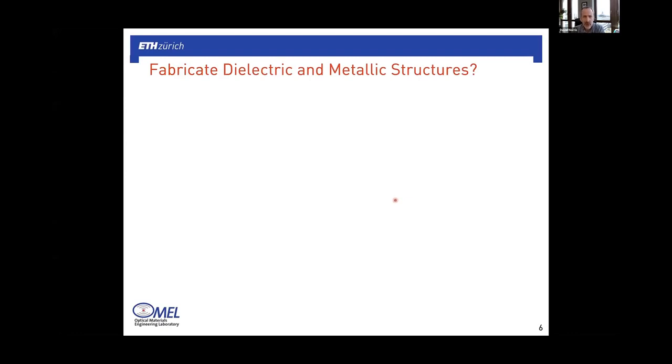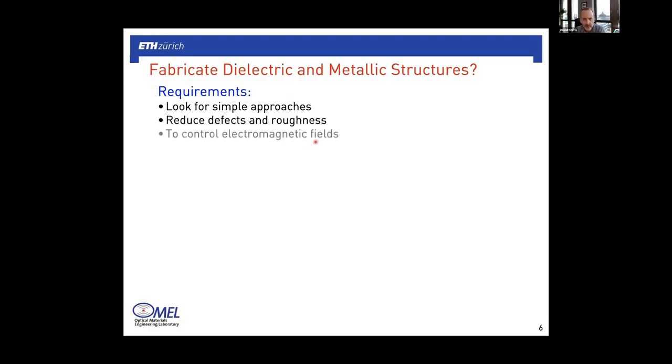Now, the main topic of my talk today is how we can fabricate such structures out of dielectrics and metals. And the requirements for the strategies that we try to develop is that they should be as simple as possible. And of course, we want to make the structures be as high quality as we possibly can. So we need to reduce defects and roughness. Basically, it should look like what we want it to look like, because otherwise we'll scatter the photons or plasmons in undesired ways. And use these structures then to control electromagnetic fields.